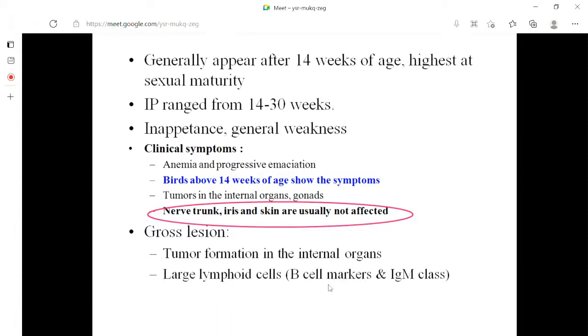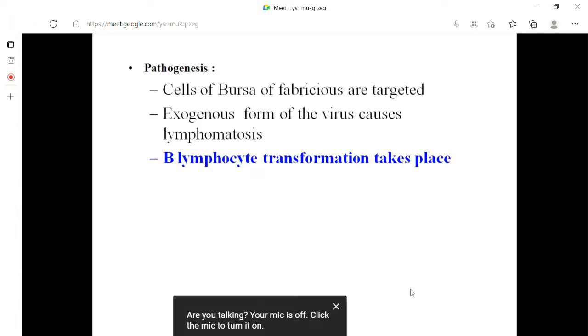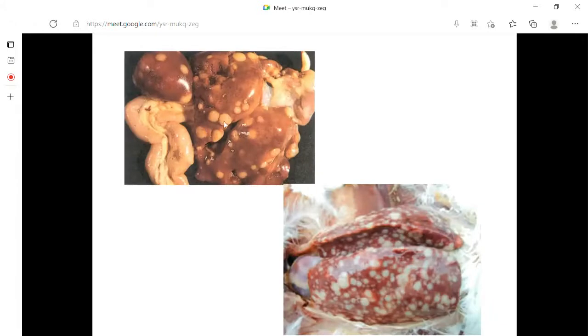So basically, the tumor cells of the lymphoid organs carry the B cell marker; like 70 to 80% of the lymphocytes affected are B cells, having the IgM marker, where the cellular transformation takes place. So the bursa of Fabricius is the main target, where the virus grows and tumor formation takes place. But later on, it disseminates to other organs like the liver and gonads, localizes everywhere, and causes some solid tumor formation.